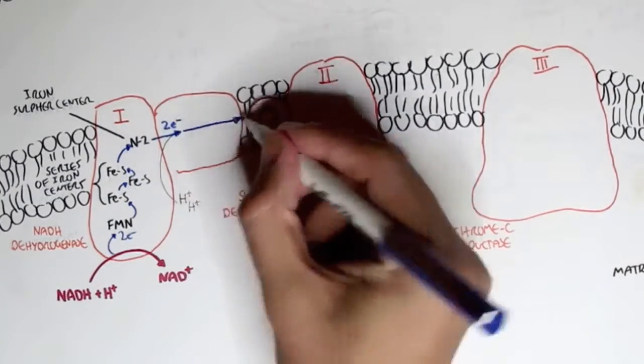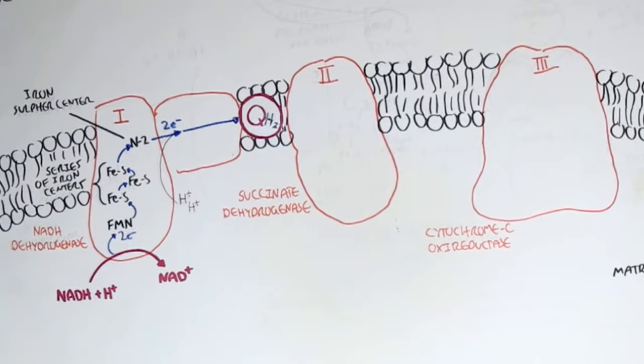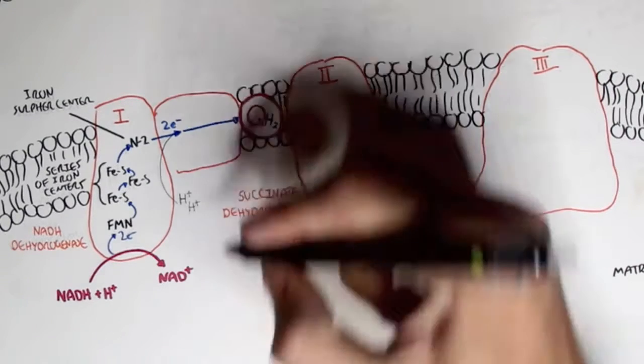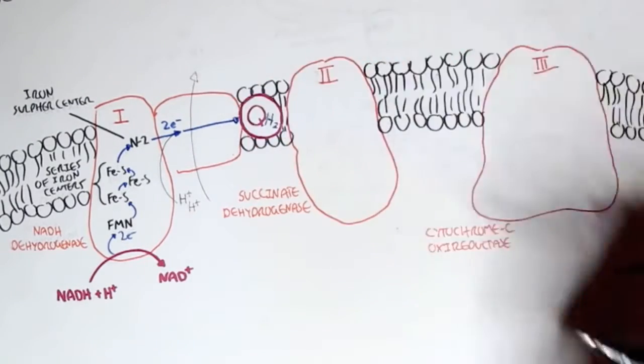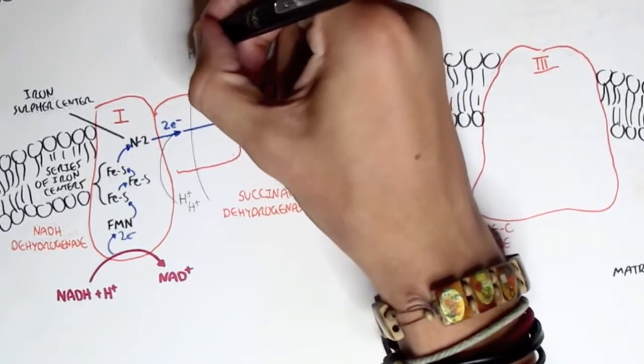And as it binds to ubiquinone, it will reduce ubiquinone to make ubiquinol. And so ubiquinol has two hydrogens, so we write it up as QH2. And also during this process, the electrons, as they travel through, will pump 4 hydrogen ions from the matrix into the intermembrane space, like so.